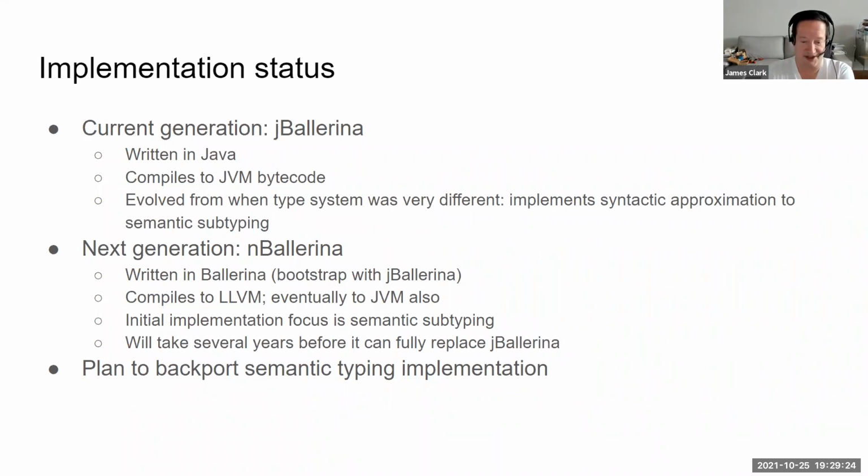And we're also doing a next generation implementation, which is written in Ballerina. So we have a Ballerina compiler written in Ballerina, and we're bootstrapping with JBallerina, and we compile to LLVM. Our initial focus there is getting the semantic subtyping working properly. But it's going to be quite a few years before that's ready to replace JBallerina. In the meantime, we're planning to backport the semantic typing so that we have the type system properly implemented before Ballerina is ready.